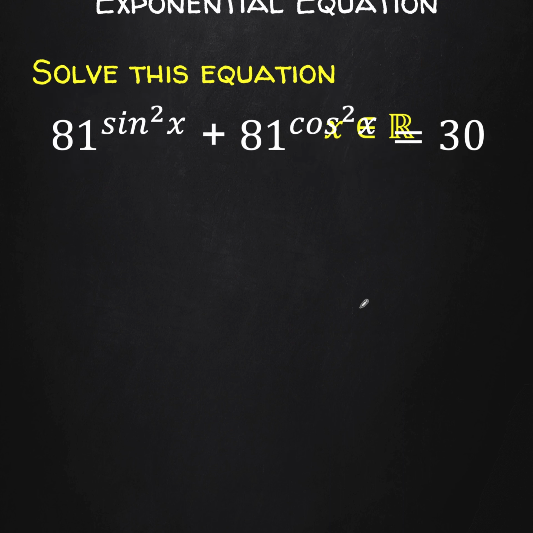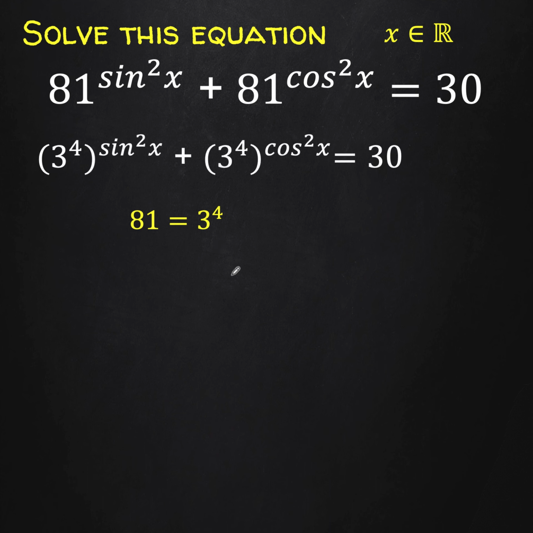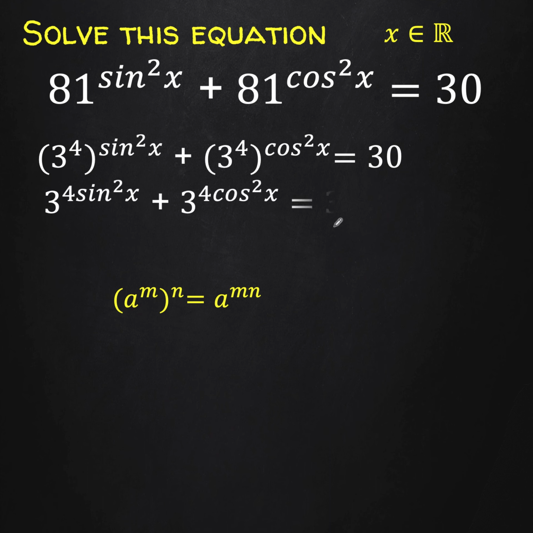Now, let's solve this problem together. Let's begin by noting that 81 is equal to 3 to the fourth. So let's replace all instances of 81 by 3 to the fourth. Now, we can simplify this part by applying this property of exponents. You have an exponential number inside a parenthesis raised to an outside exponent, that is equivalent to the base raised to the product of the exponents. And so we arrive at this. This 4 times this is multiplied. Also, this exponent times that exponent equals this.